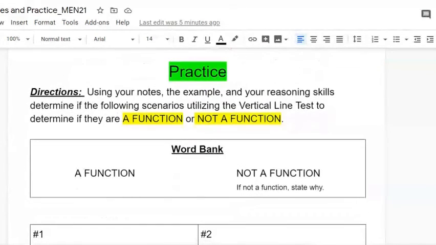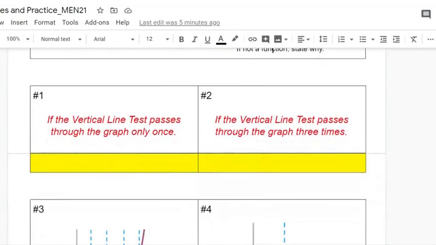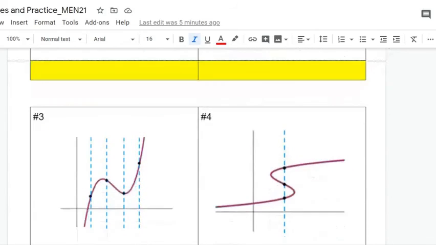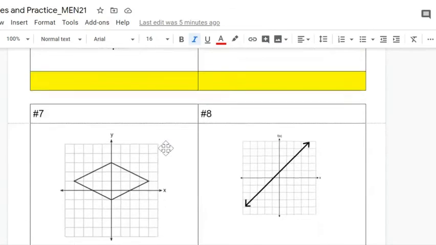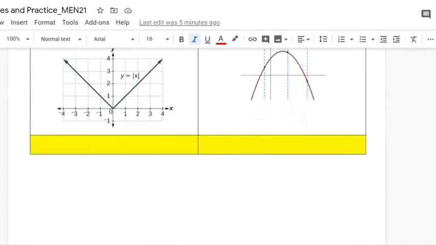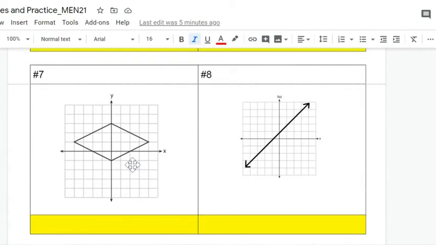For your practice, you're going to say if it's a function or not a function, only these 2 responses. And if it's not a function, I really do want to hear why you know it's not a function. This is written out. I'm not going to go over this one. These are your examples. I'm not going to go over those. I am going to go over this one.